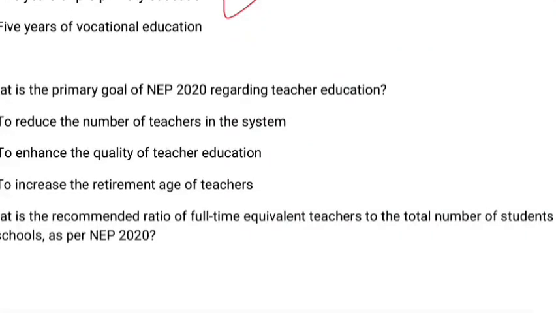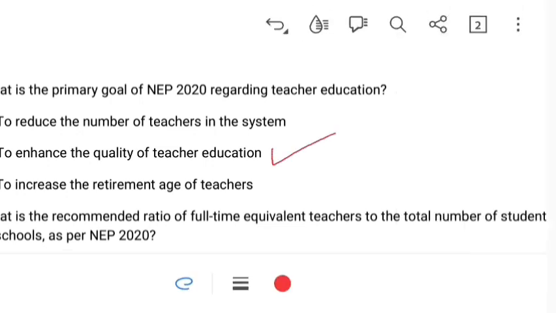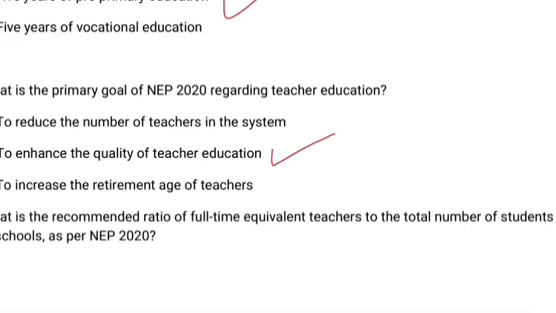Next, what is the primary goal of NEP 2020 regarding teacher education? So it will be to enhance the quality of teacher education. This was the primary goal of NEP 2020.